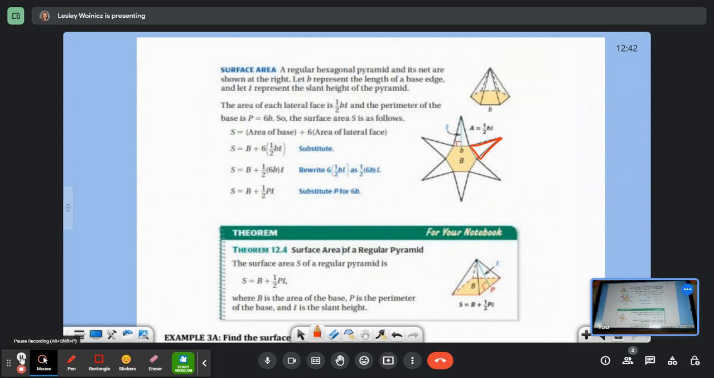Now I've got the lateral surface area. Good? If I want the total surface area, I just find the area of the base. We've been doing that for 2 units. And add it to the lateral area. Cool? All right, here we go.